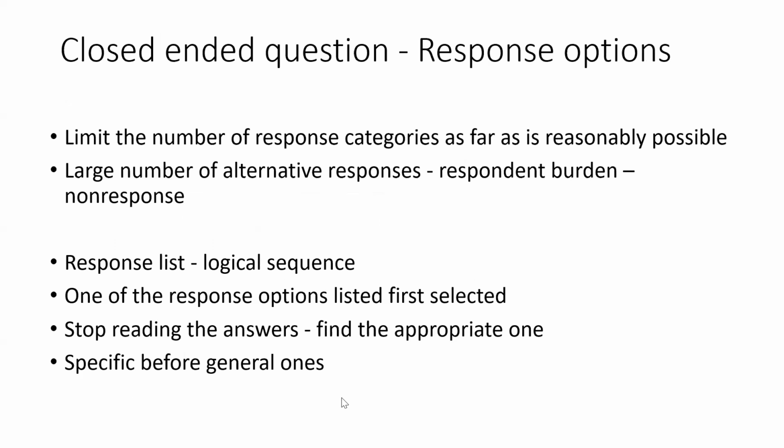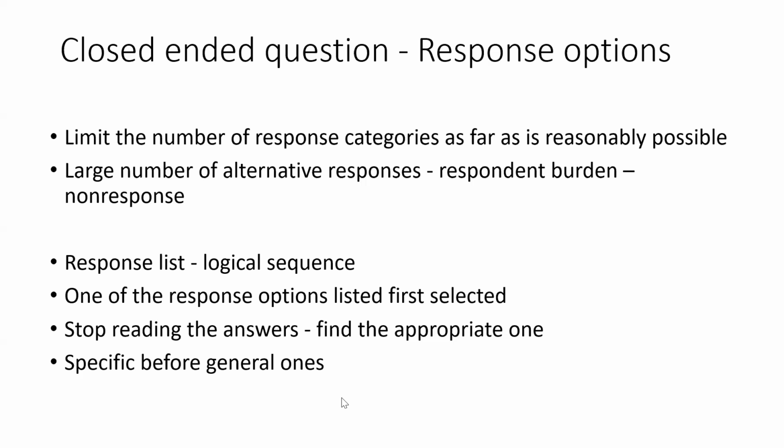Then, of course, when you are thinking of response options, remember that you have to limit the number of response categories. You cannot have a very long list because that will lead to respondent burden and non-response. Then, what is the sequence of these response options? That is also very, very important. Many times the respondent starts reading from top to bottom or from left to right, and the first option they feel is correct, they will choose and not read the rest of the options, which might have been more appropriate.